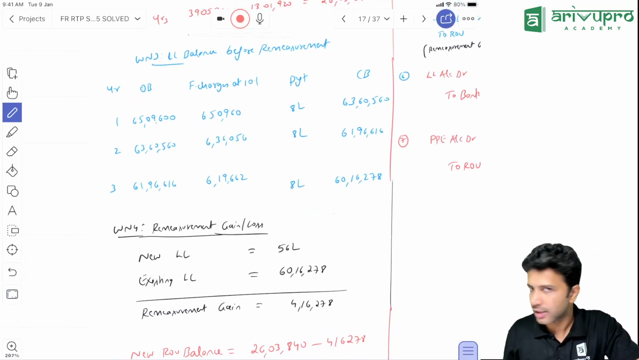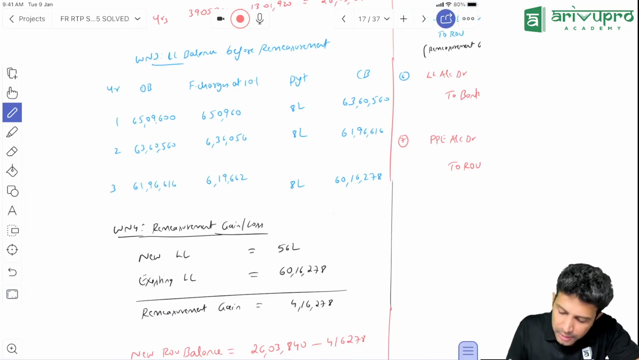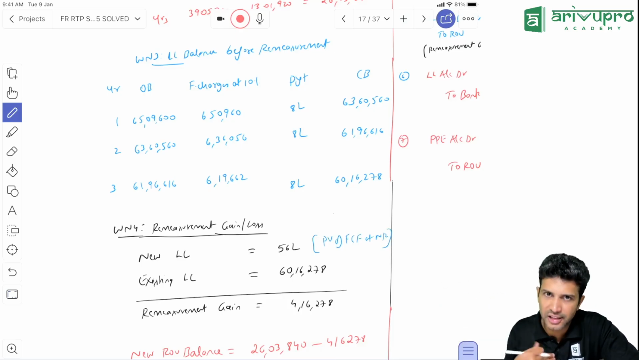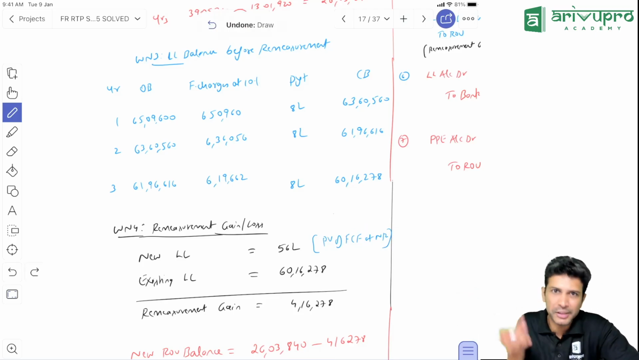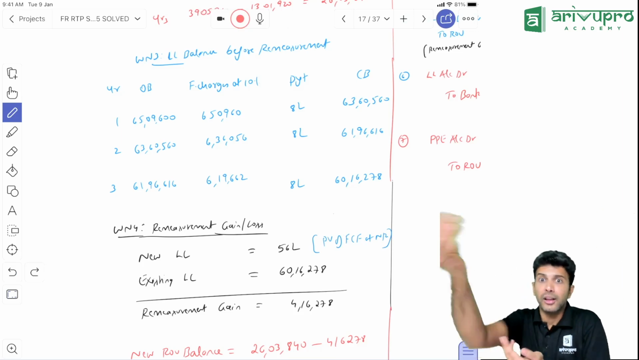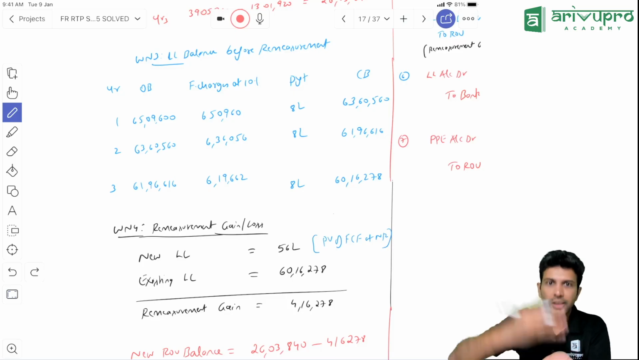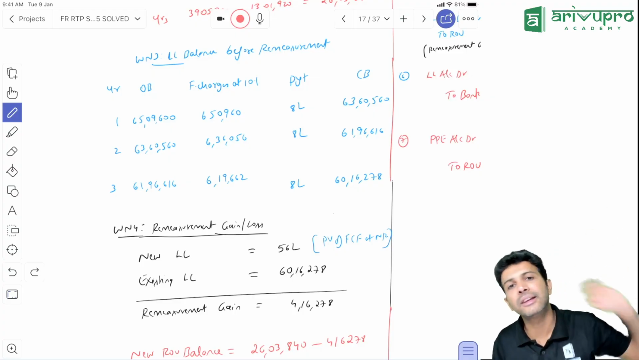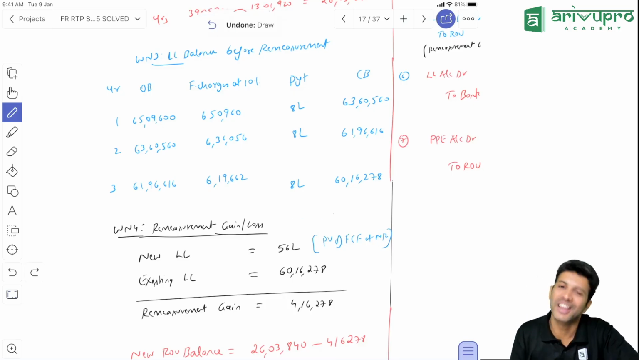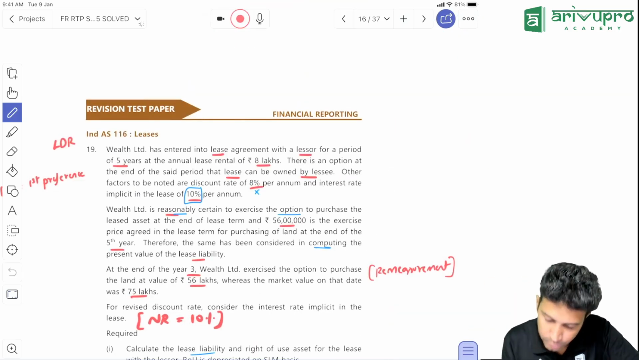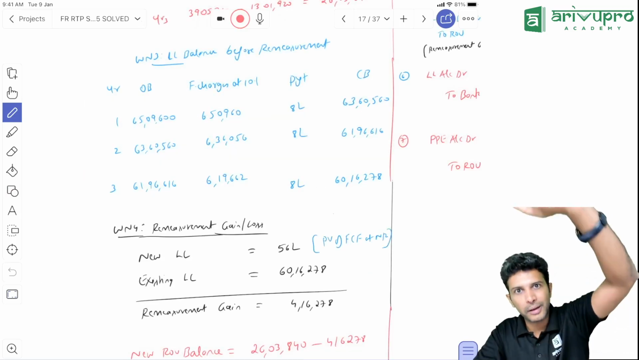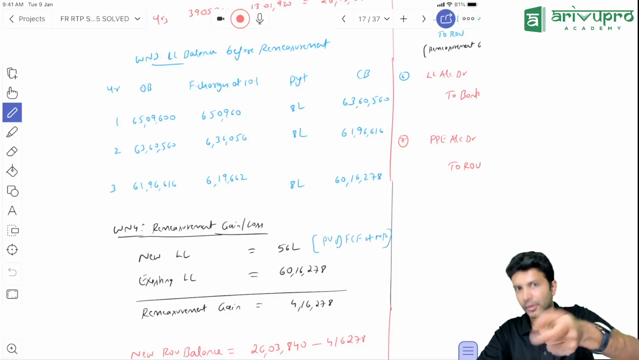Now we'll have to remeasure the new lease liability. How to find it? The new lease liability remeasurement is the present value of future cash flows discounted at the new rate, right? But the problem here is, when you purchase the asset, will there be any future cash flows? No. When you purchase, what are the future cash flows? Lease rental. You are purchasing the asset today only, at the end of the 3rd year. Will you make any lease rental in future? No. So there are no future cash flows. There will be only one cash flow. What is that? Now you have to pay simply 56 lakh rupees and buy the asset. Only one cash flow is there, which is 56 lakh. When you'll have to pay?